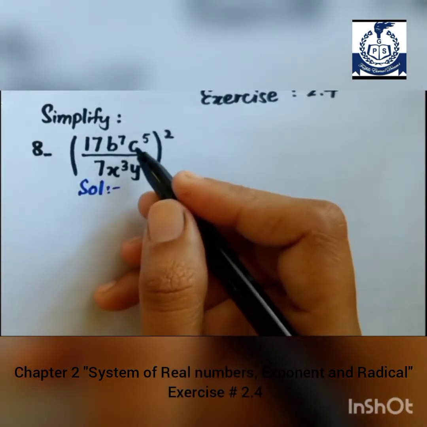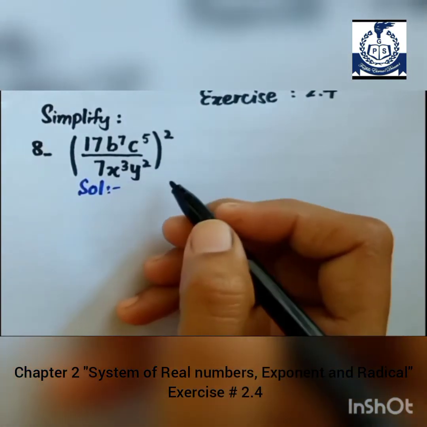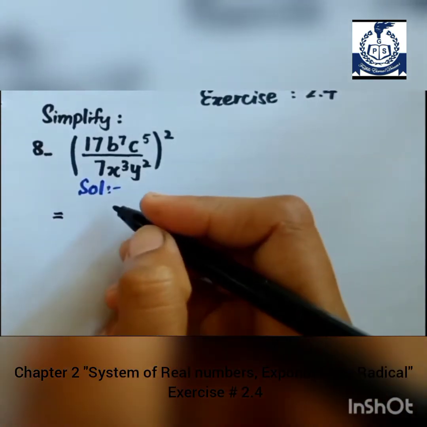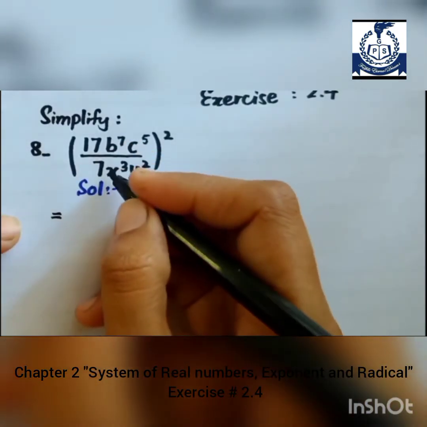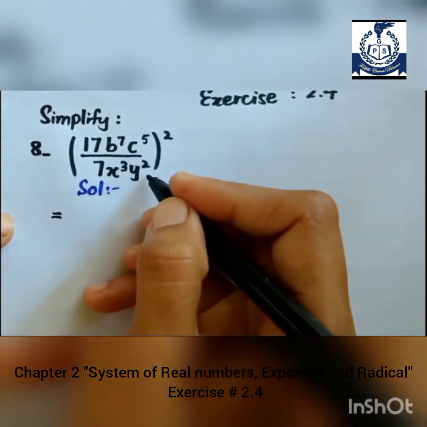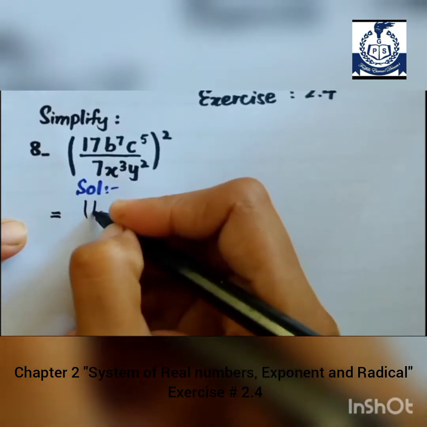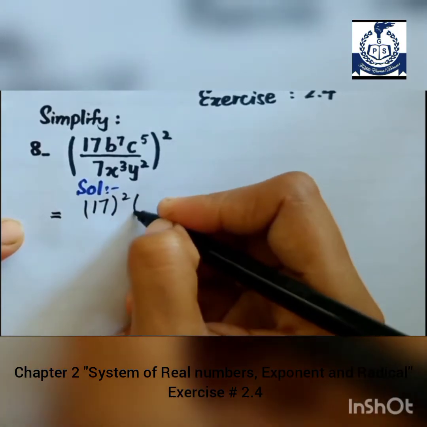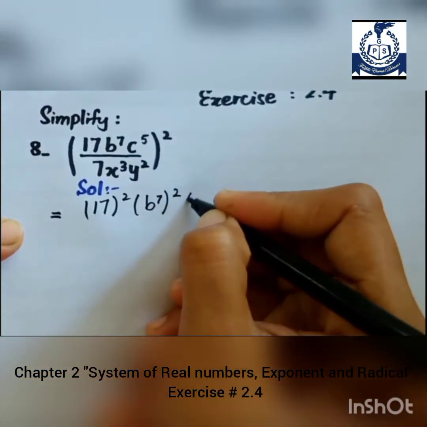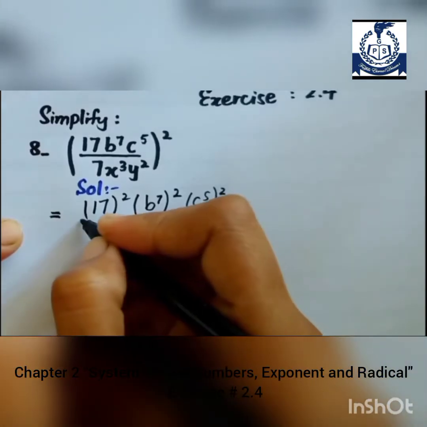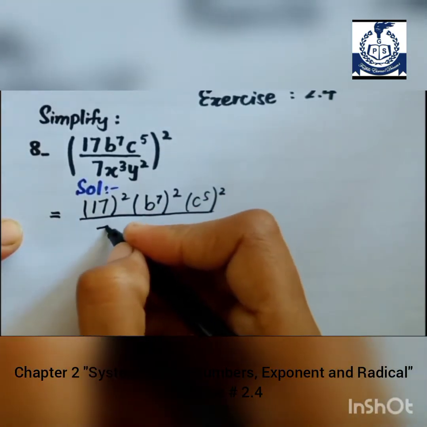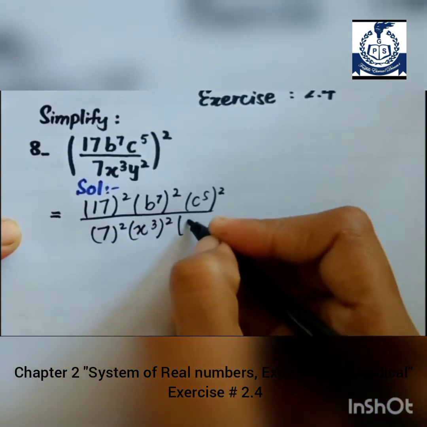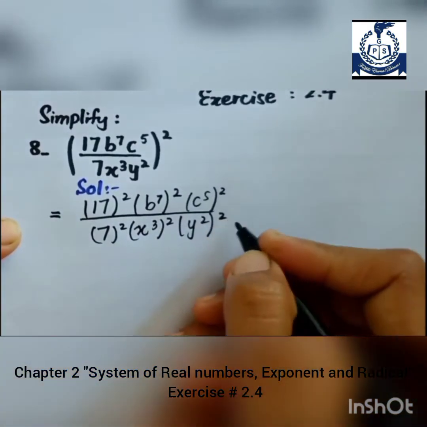Question number 8. 17b has power 7, c has power 6 divided by 7x cube y square has whole power square. So we write it in a separate form. 17 has power square, 17 square, b 7 square, c 5 square, 7 square, x cube square, y square square.